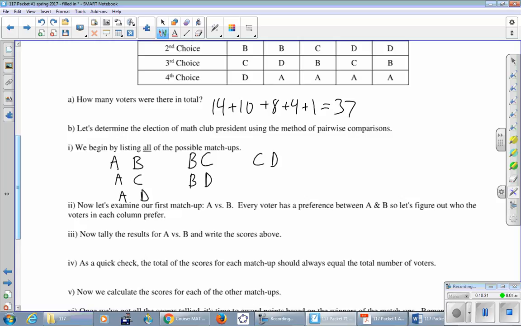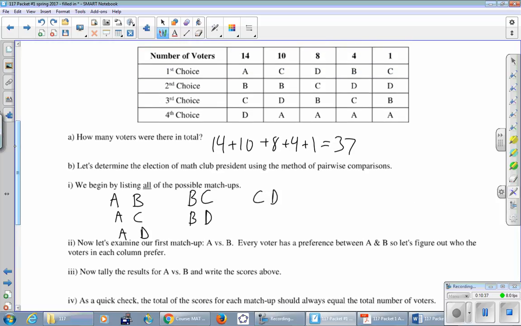Okay, so let's start doing the calculations here. We are looking for A versus B. So let's look in the first column right here. I'm going to highlight all of the A's in yellow, and then I'm going to highlight all the B's in blue. I'm not going to pay any attention to C's or D's for the purpose of this head-to-head matchup. It's only A versus B.